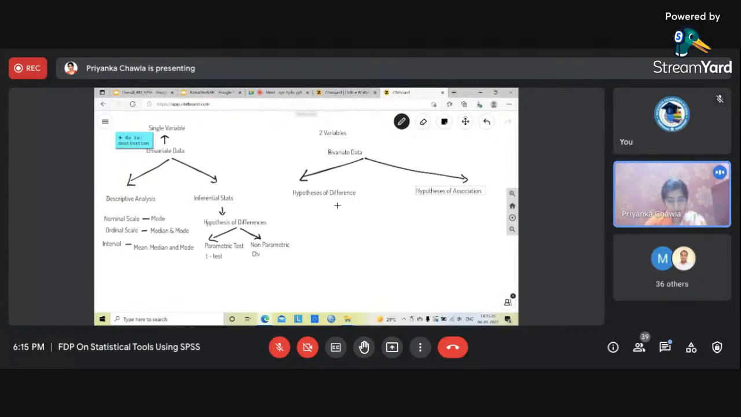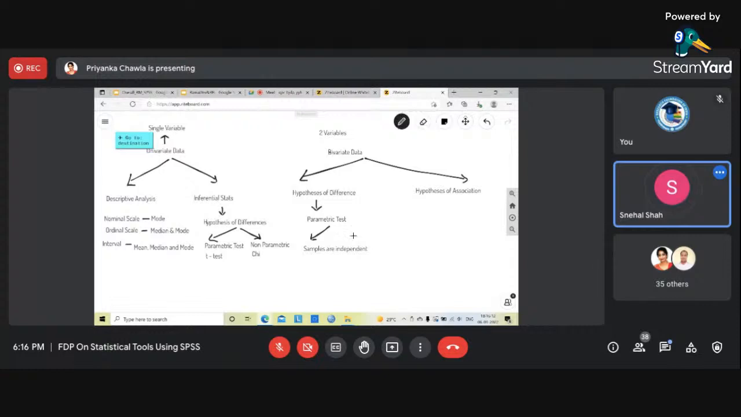If we talk about hypothesis of difference, in case of parametric test, okay, either the samples will be independent. If samples are independent, which test is to be used? T-test. Independent t-test.